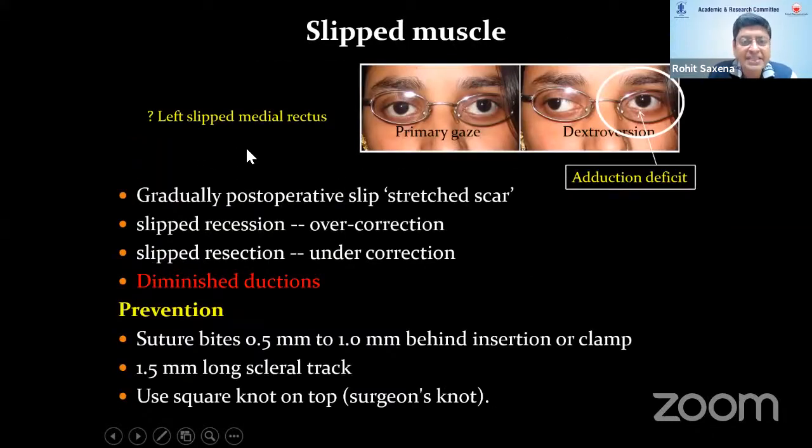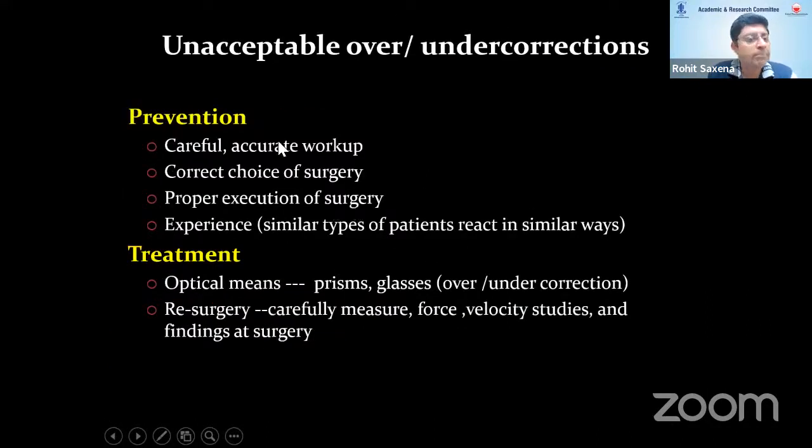The other important thing is a slipped muscle. Like in this case, you can see the medial rectus was recessed. You can see the severe adduction deficit and widening of the palpebral fissure that occurs on attempted adduction in this case. So it's important to identify that early. You can prevent it by taking suture bites a little behind the insertion or your clamp, having good long scleral tracts, and using a proper surgeon's knot to tie it.